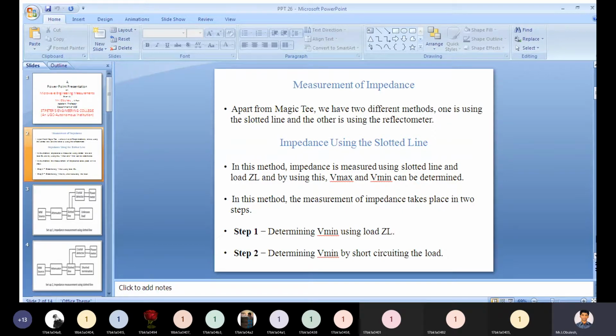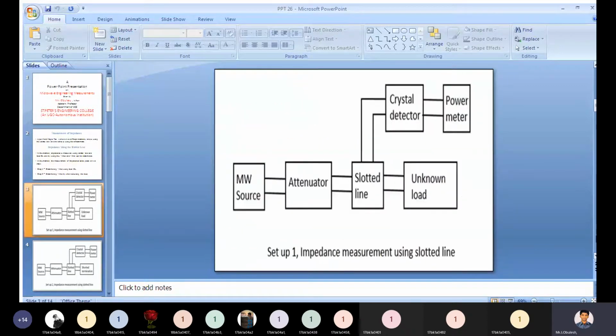In the first step, using load impedance ZL value, you need to determine the V minimum value. In step 2, you need to short circuit the load. This means that without load, you need to determine the V minimum value. These two steps are used for measuring the impedance. Then you need to represent it with a neat block diagram.